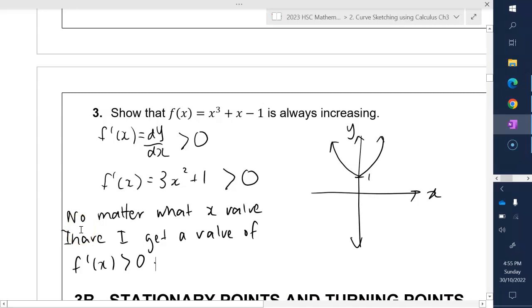That should be enough information to get you guys through the first exercise, which is 3A.